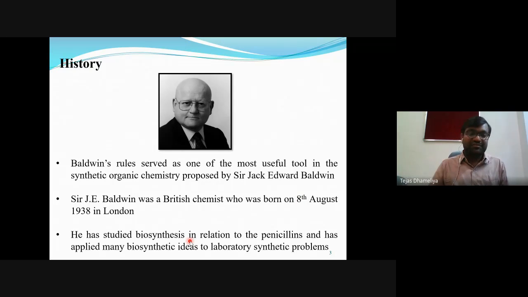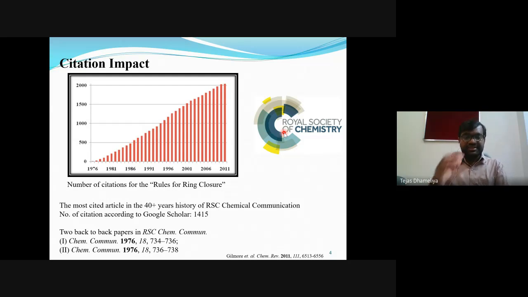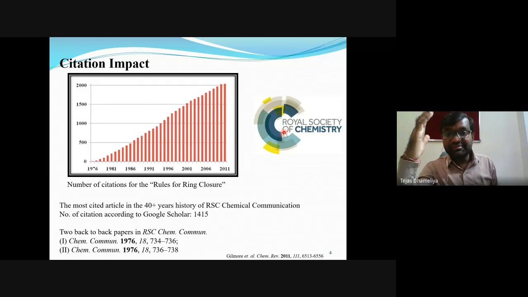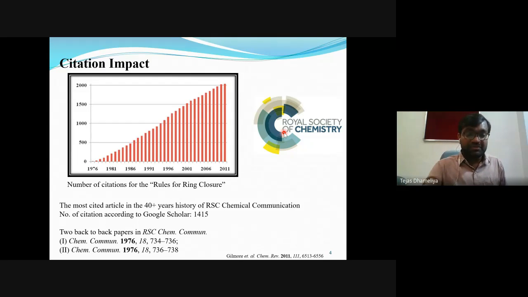He studied the biosynthesis of penicillin, and also many of these compounds, to solve synthetic problems in his lab. So he studied all these things and he could discover all this. This is the work of his impact. For the first time, around 45 years ago, now it has been more than 40 years, he published two research articles in Chemical Communications of the Royal Society of Chemistry, and these two articles are highly cited.